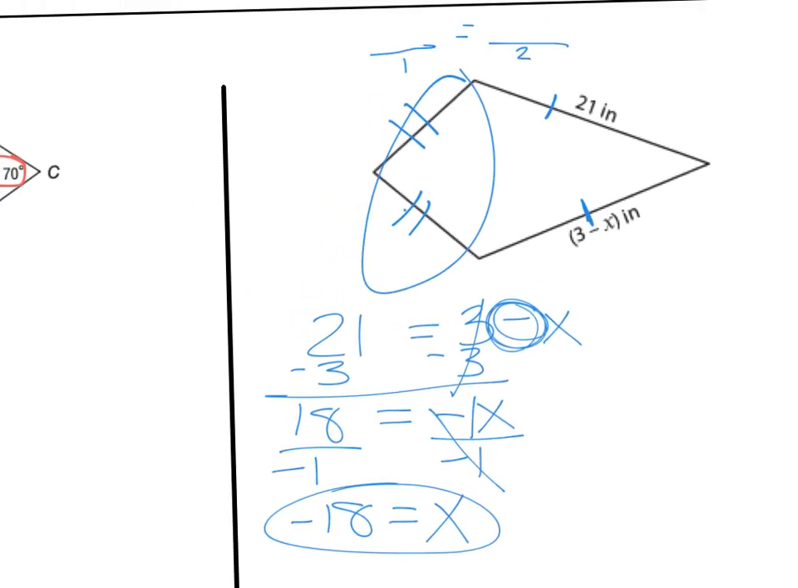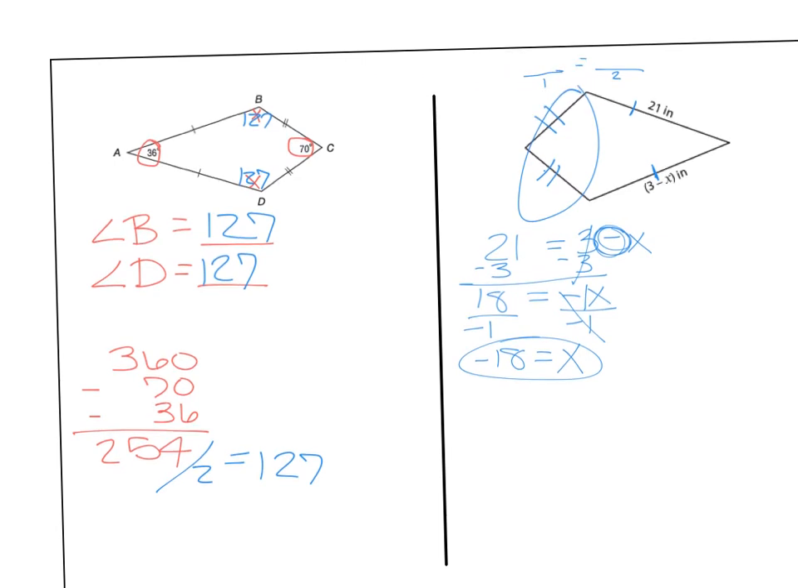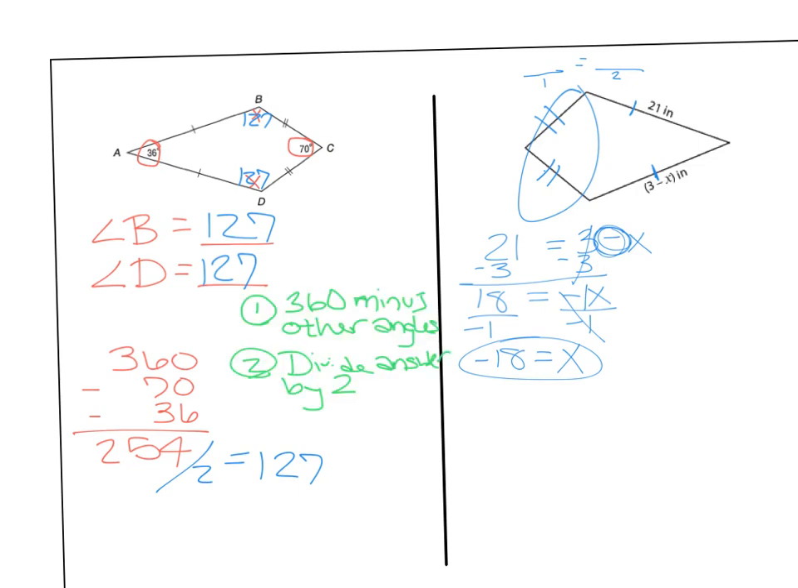So again, when we have congruent sides that we're talking about, we're going to just set them equal to each other and solve. When we have opposite angles that are congruent, we have to take 360, subtract the other angles, and then divide by 2. All right, and here are the steps again. So take 360 minus the other angles, then take that answer and divide it by 2.